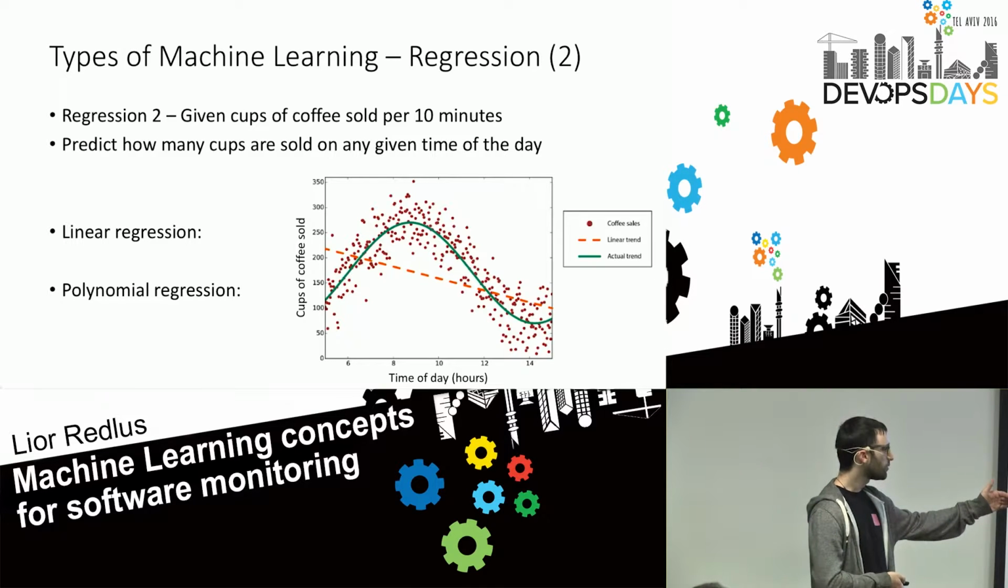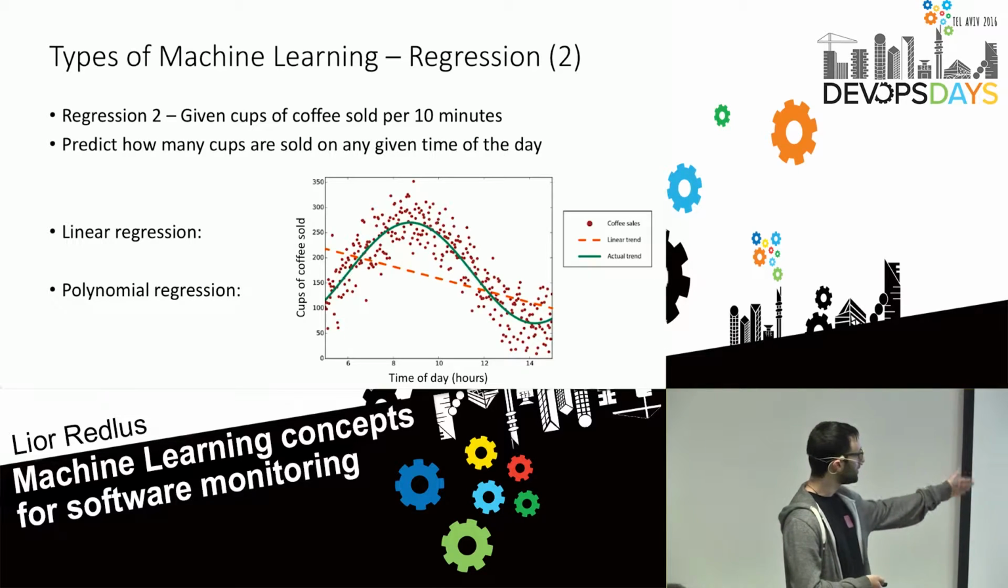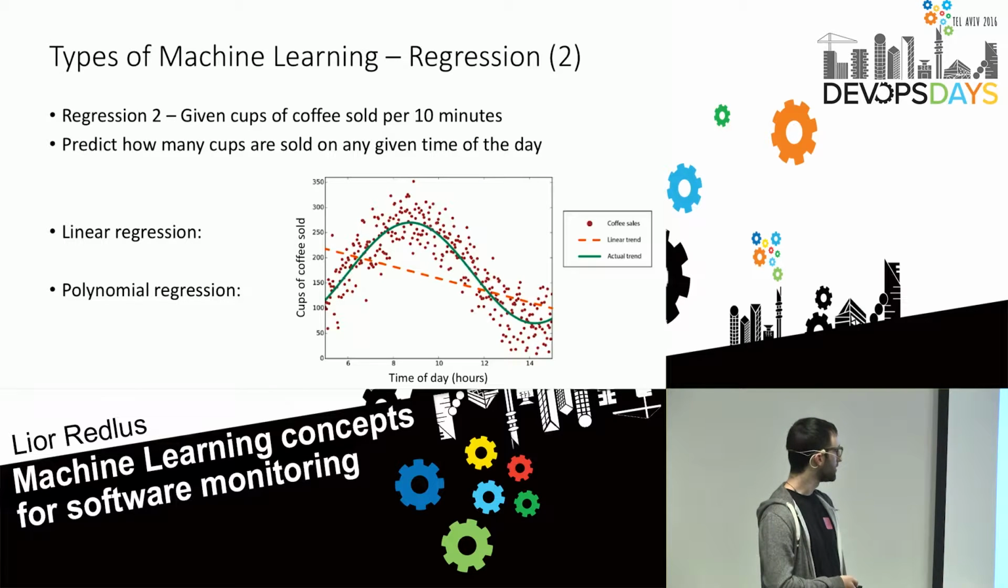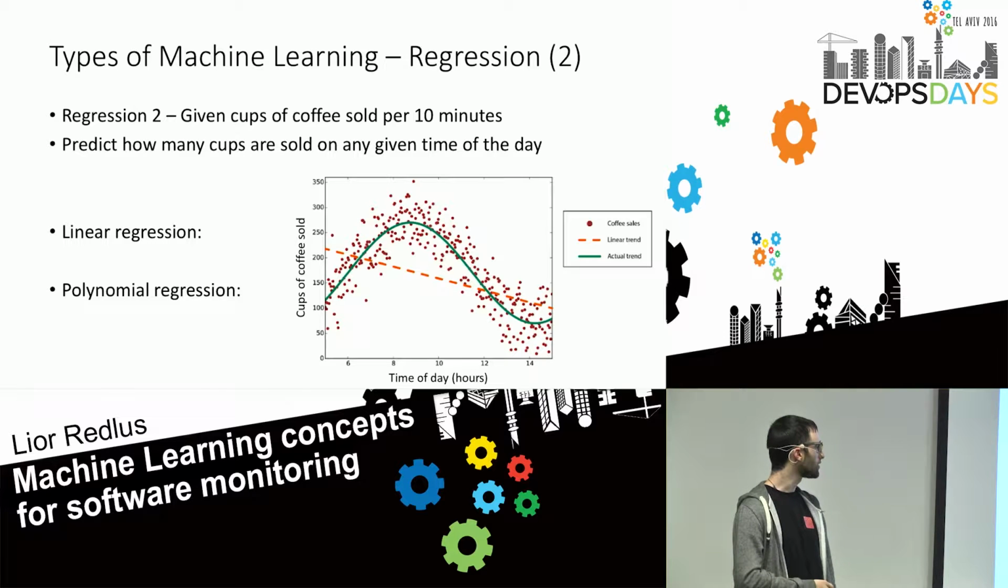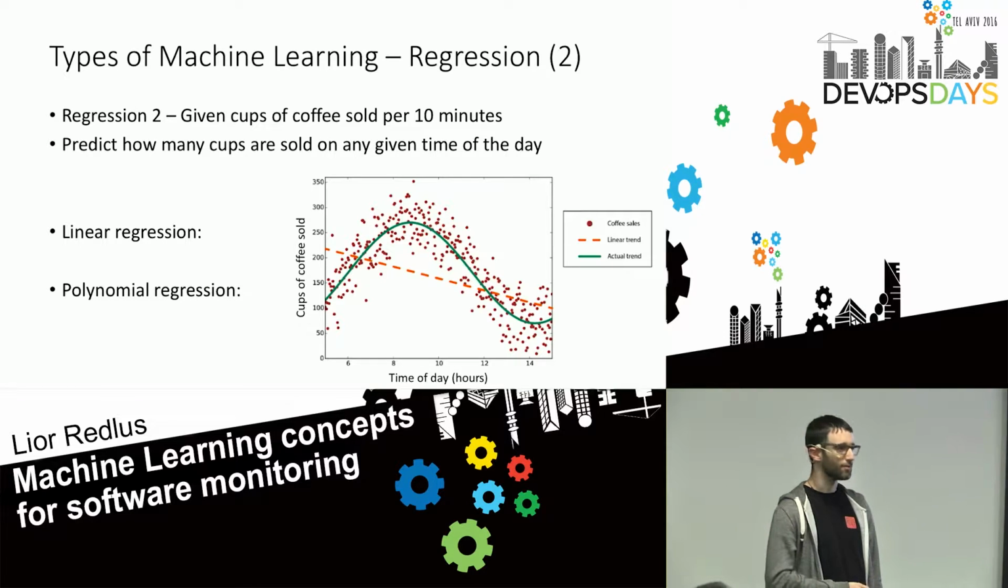Linear regression does not always solve our problem. As we can see, the data does not behave in a linear way, but a polynomial solution here gives pretty good accuracy for how many cups of coffee are sold at every time of the day.